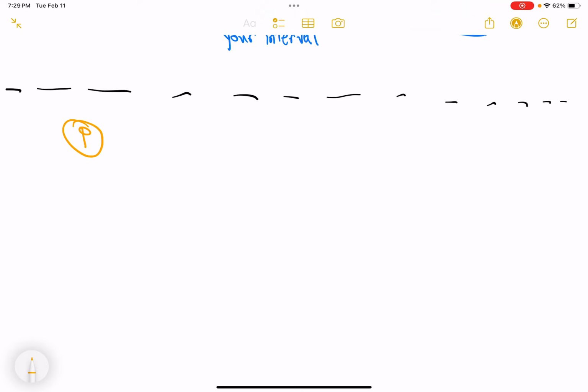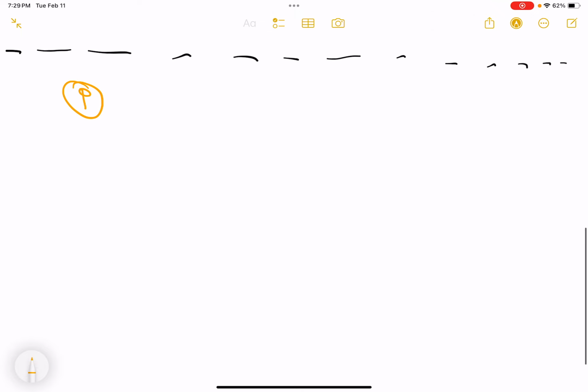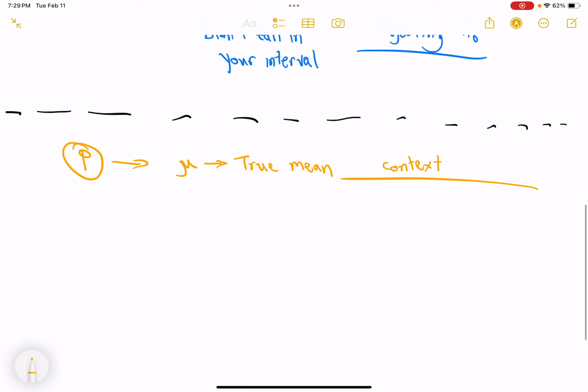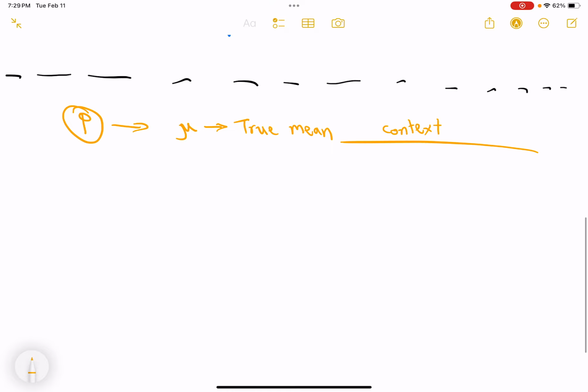P, state the parameter. What's that going to look like for means? Of course, it will look like the true mean. And then you'll give context. And that's all you'll do. You'll say the true mean height in the classroom, right? The true mean weight of U.S. adults, whatever that is, okay? And that's how you'll open. You'll open with, that is my parameter.